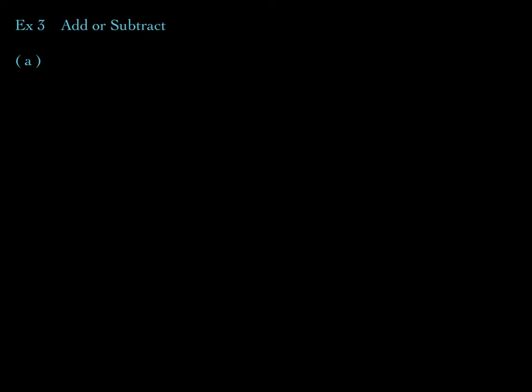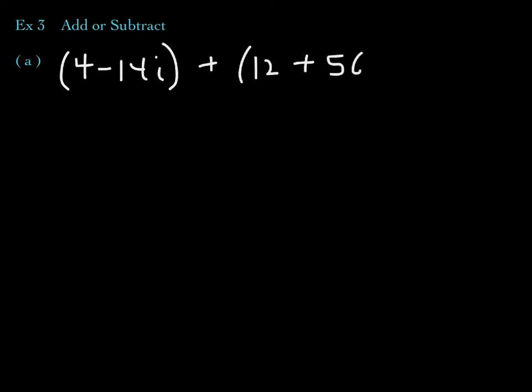Here we have 4 minus 14i, that complex number, plus 12 plus 56i. Both of these complex numbers are written in standard form, so I'm going to go ahead and operate on them now. Notice that 4 is the real part, negative 14 is the imaginary part. 12 is the real part, 56 is the imaginary part. So how do you think we're supposed to add these two complex numbers?